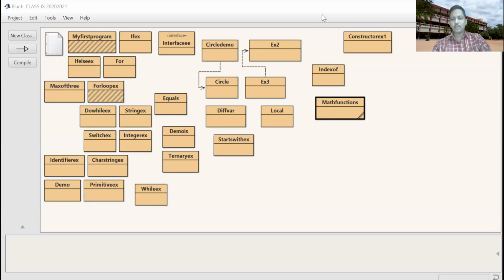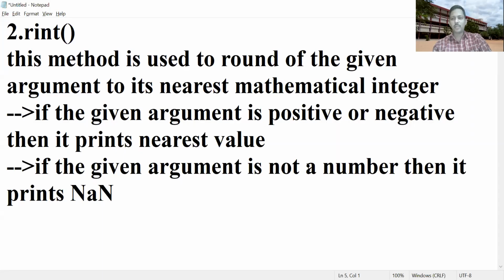So these are the two mathematical methods in this class. So in the next class, I will continue with the remaining methods.